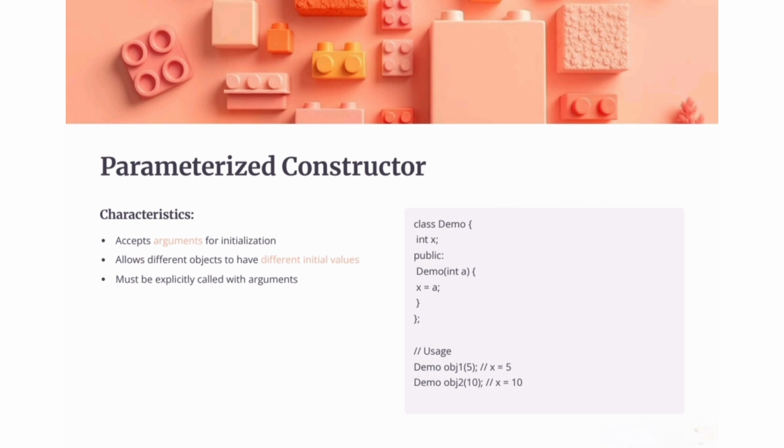Here in the example, the constructor demo accepts a value and assigns it to x. So when we create demo object 1 as 5, the value 5 is stored in x. Similarly, object 2 as 10 stores 10 in x. This way, different objects can have different initial values depending on the arguments we pass.